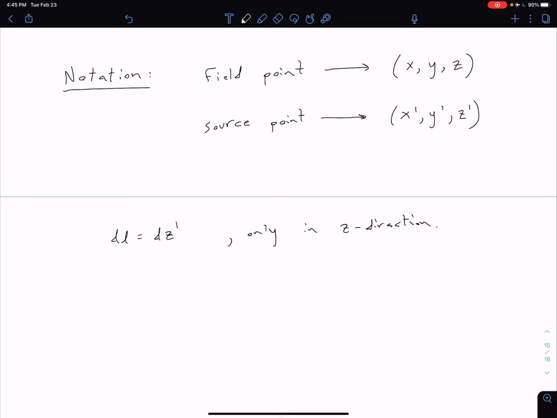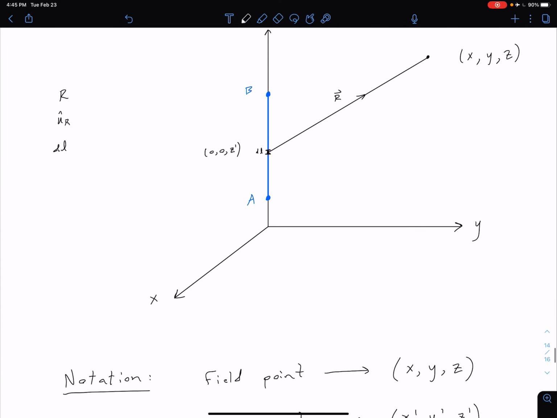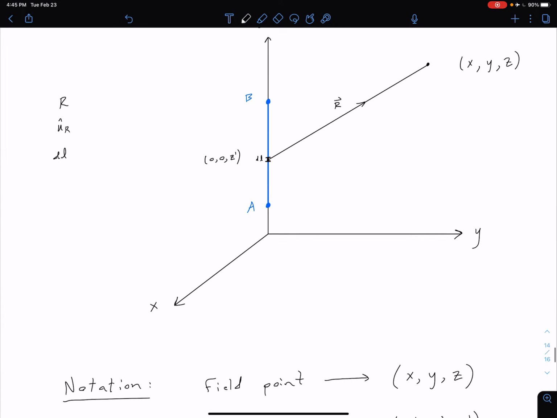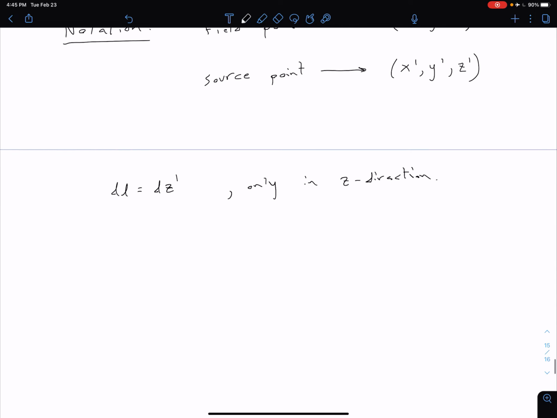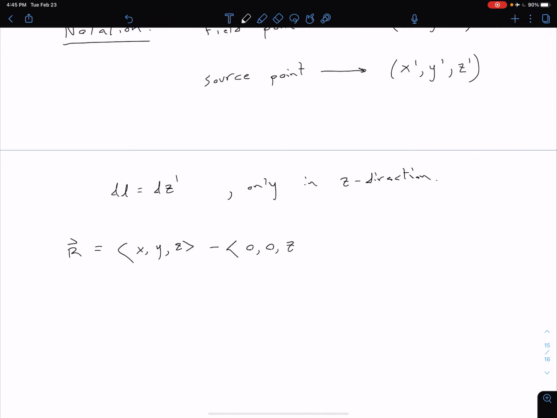The next thing that we can do is figure out this r vector, which is the distance between our differential length and our arbitrary point x, y, z. So going back to our basic vector algebra, we can say that vector r is just going to be x, y, z minus 0, 0, z prime. And so what we get then is x in our x direction plus y in our y direction, plus the quantity z minus z prime in our z direction.